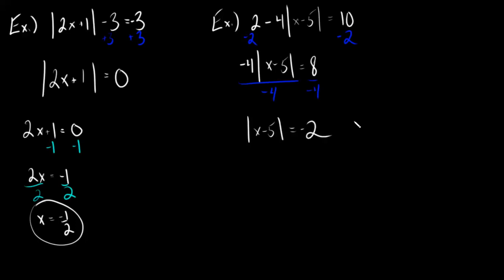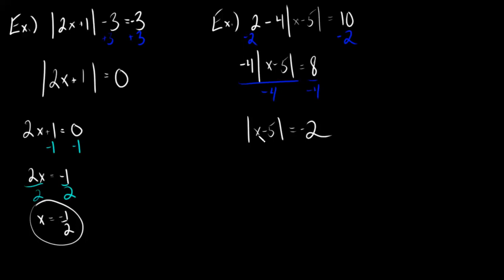And here is where we need to really think about this. An absolute value can only spit out a positive answer, okay? What this is saying is the absolute value of some number x minus 5 is going to become negative 2. There is no way an absolute value can ever spit out a negative number. There's no number that will ever let that happen, okay?